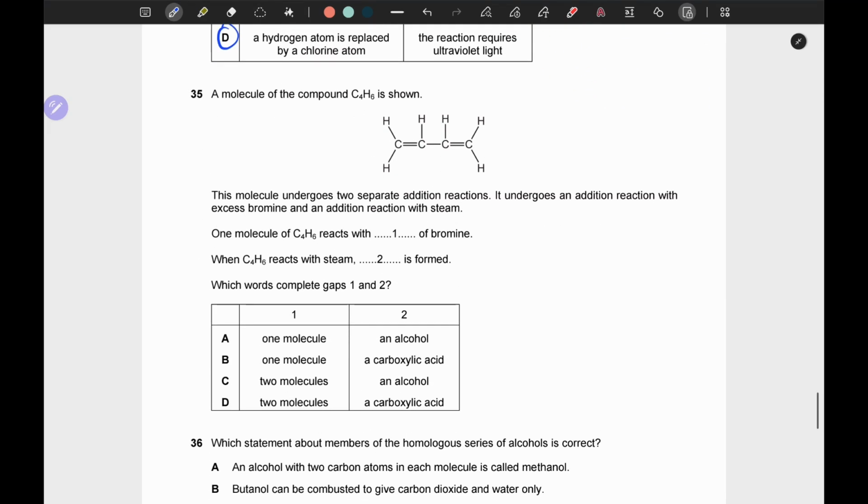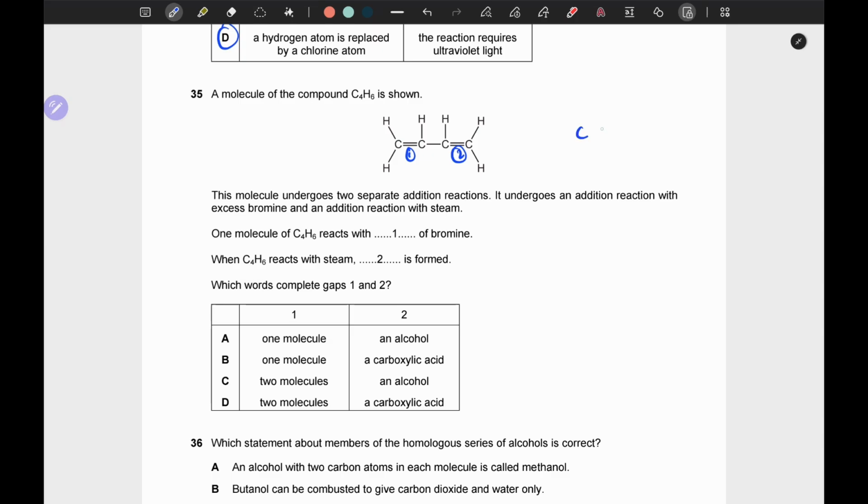Moving on to number 35, molecule of the compound C4H6 is shown. So we have the structure given to us. This molecule undergoes two separate addition reactions because there are two double bonds over here. It undergoes an addition reaction with excess bromine and an addition reaction with steam, which are normal reactions for any alkene. One molecule of C4H6 reacts with dash of bromine. When C4H6 reacts with steam, dash is formed. Which words complete gaps 1 and 2?